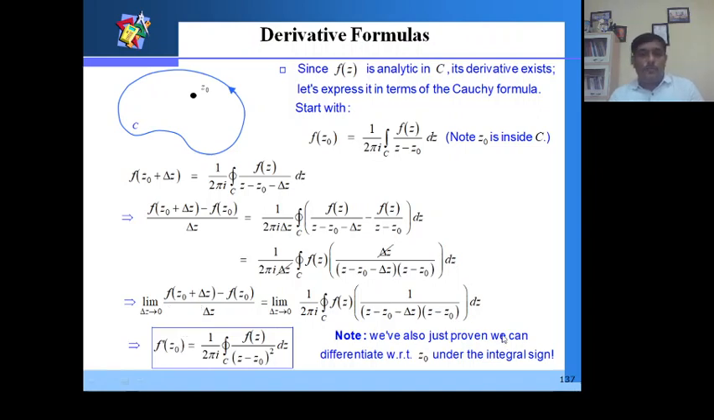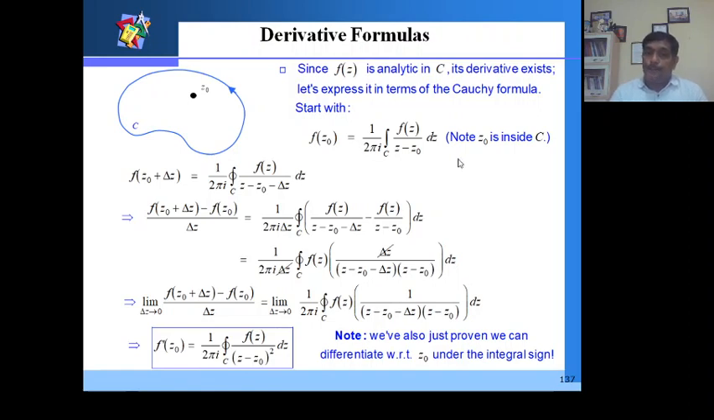We have also just proven that we differentiate with respect to z naught under the integral sign. Here, instead of doing this, we can use the Leibniz rule for integration. Then what happens is, for this function f dash z naught equals 1 by 2 pi i, we have 1 by (z minus z naught). Because we are differentiating with respect to z naught, the derivative of 1 by z is minus 1 by z square.